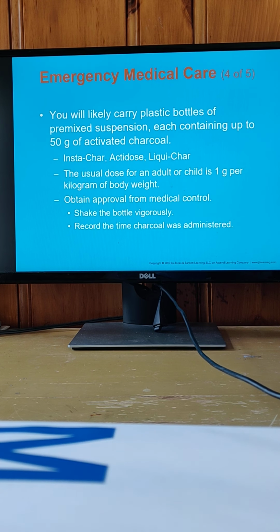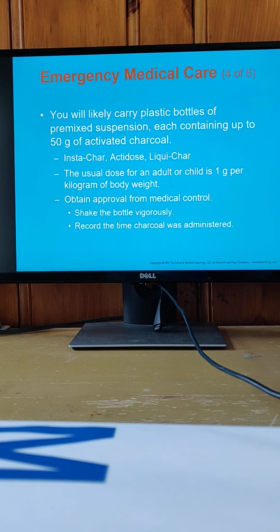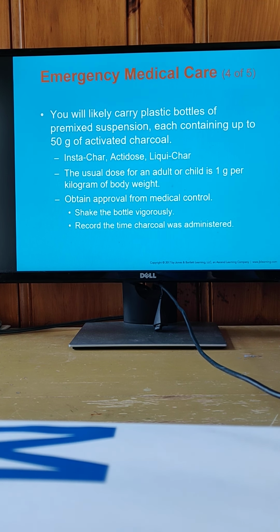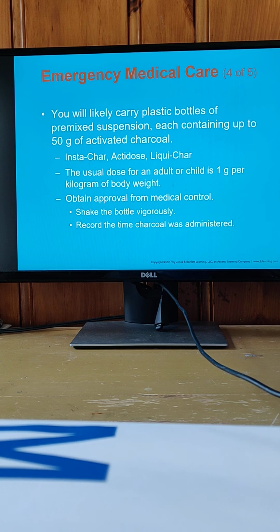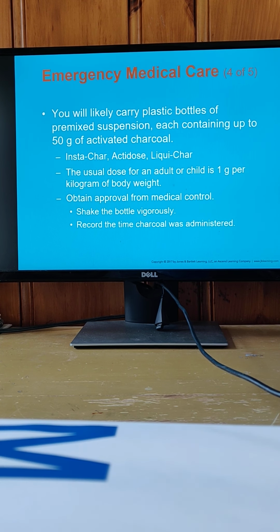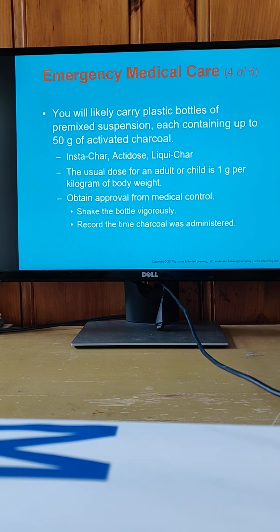You will likely carry plastic bottles of premixed suspension, each containing up to 50 grams of activated charcoal. It's also known as Insta-Char, Actidose, or Liquid Char. The usual dose for an adult or child is 1 gram per kilogram of weight.